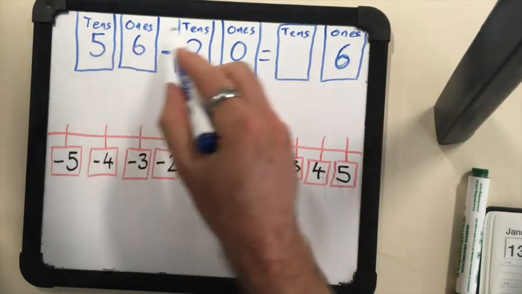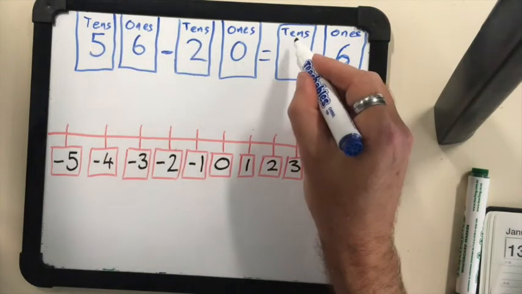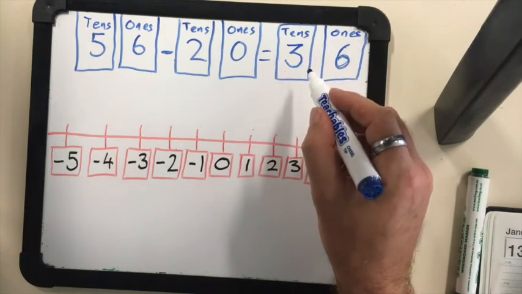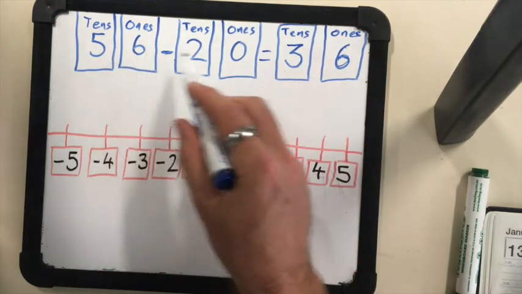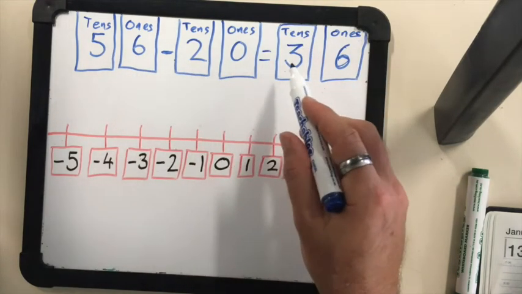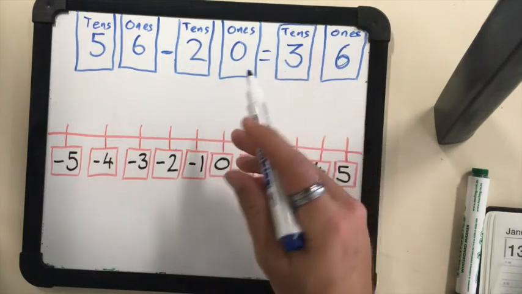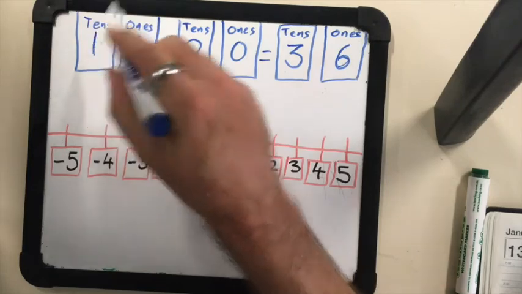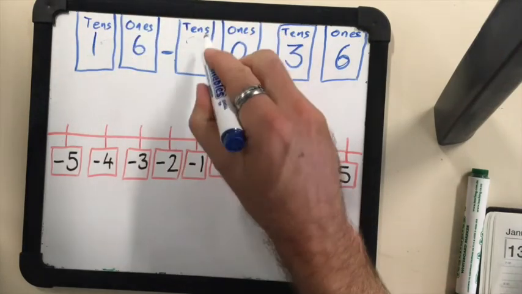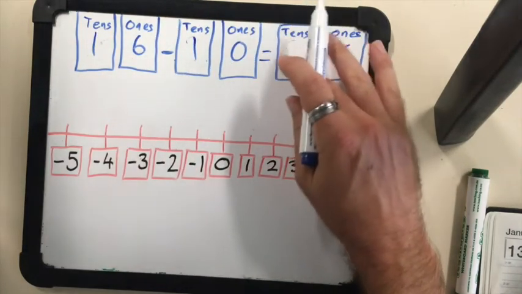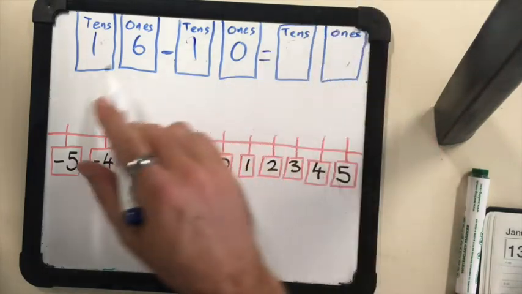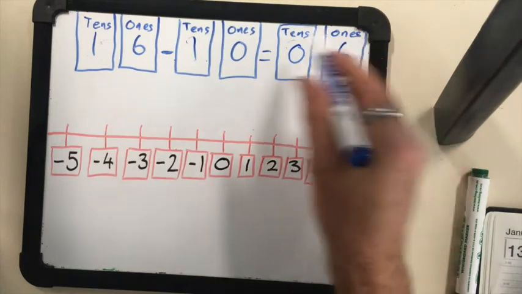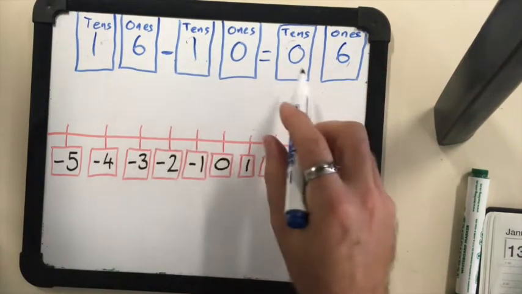And from the 10s, I'm taking 2 10s away from 5 10s, and I'm pretty good with my numbers, so I know that's 3 10s remaining. So 56 take away 20 is 36. And just for example, if I was to do 16 take away 10, if I was to take 10 away from 16, I would simply have no 10s left and I'd have 6 1s left. So it's quite simple there.